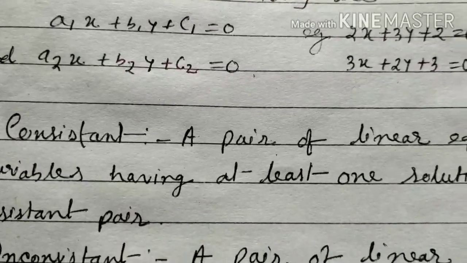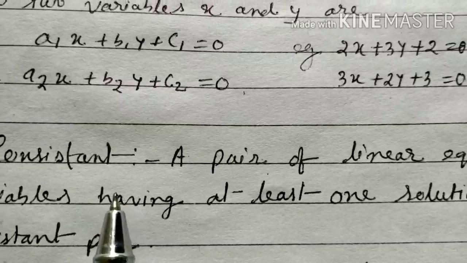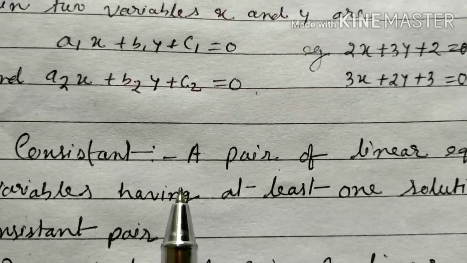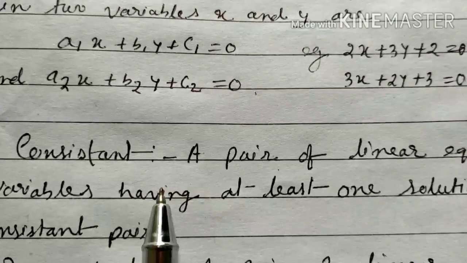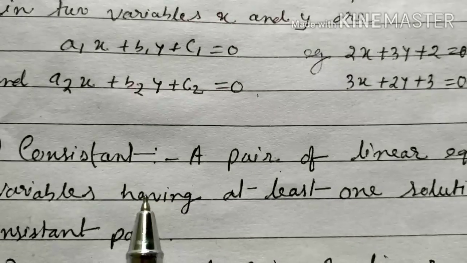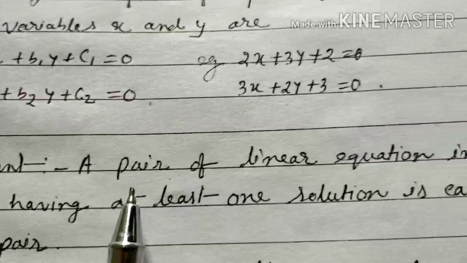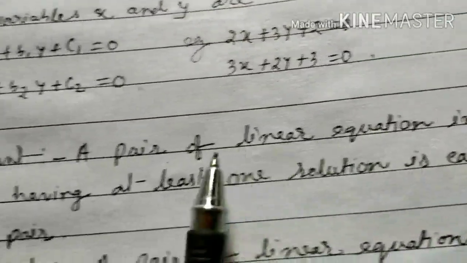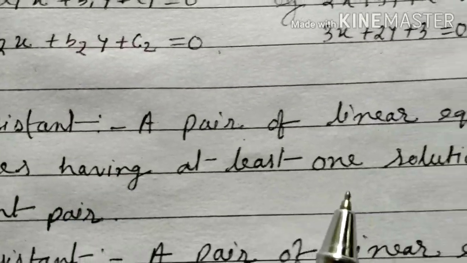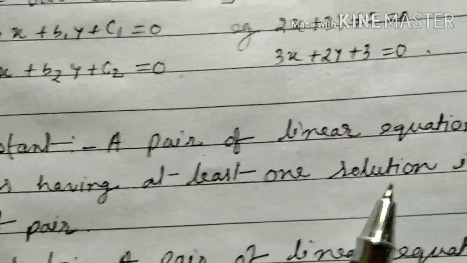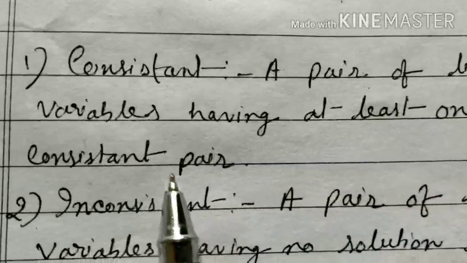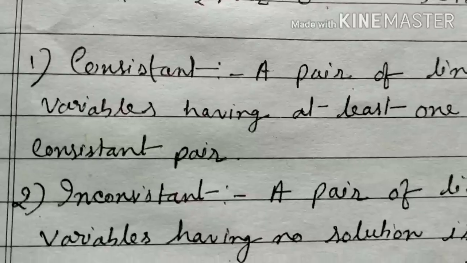Let's see it is a definition of consistent pair. When is the pair of linear equations said to be consistent? A pair of linear equations in two variables having at least one solution is called a consistent pair. So that is the definition of a consistent pair.